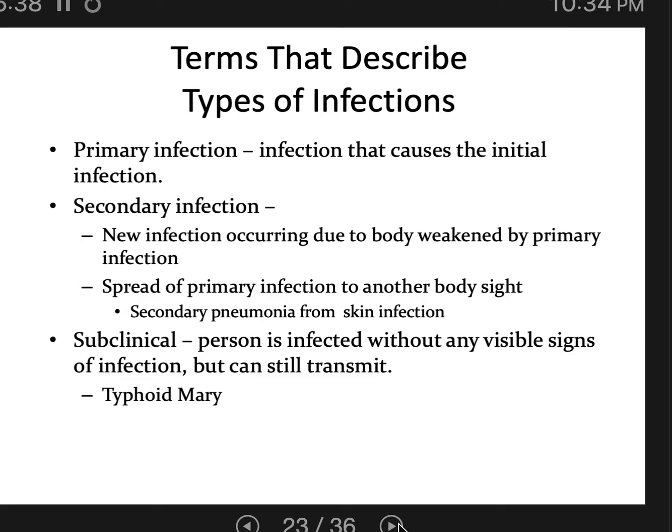So secondary infection can be a second pathogen that's only been able to move in because a first pathogen weakened your body, or it can be the first pathogen, the infection progressed so much that it moved through your body to a second body site.